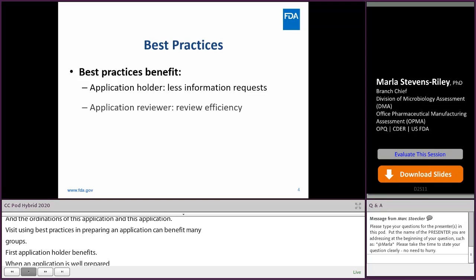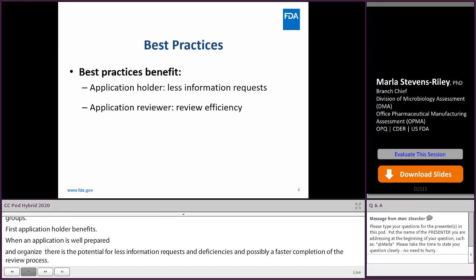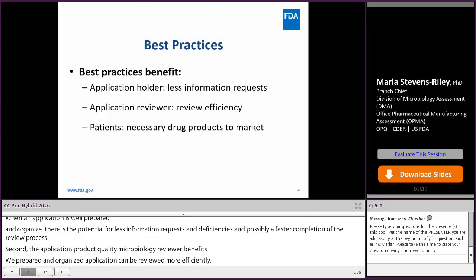Second, the application product quality microbiology reviewer benefits. A well-prepared and organized application can be reviewed more efficiently. Third, patients benefit. A well-prepared and organized application with few to no issues can potentially be approved more quickly. Needed drug products can potentially reach the commercial market more quickly.